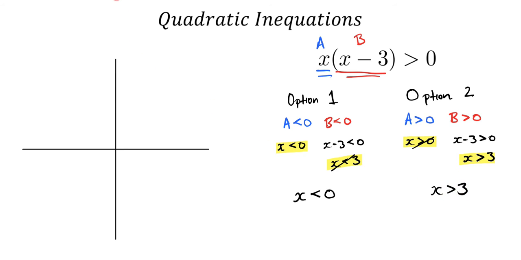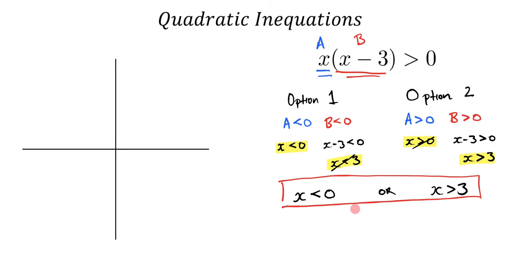So we would be left with this. I could either have x is less than 0 or x is greater than 3. These would be my two options, and I could say that's my final answer. That's one way to solve a quadratic inequation. As you can see, it isn't the most elegant way to do it. A better way to do it would be to write this out.